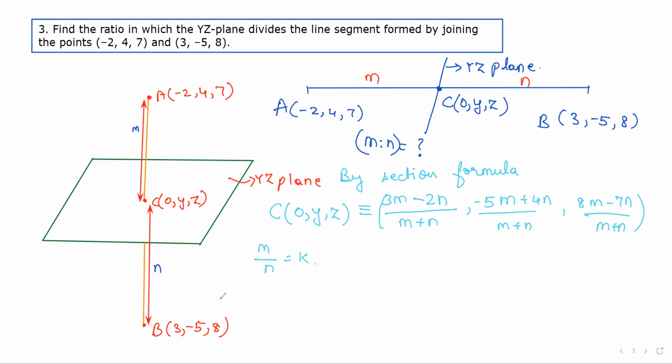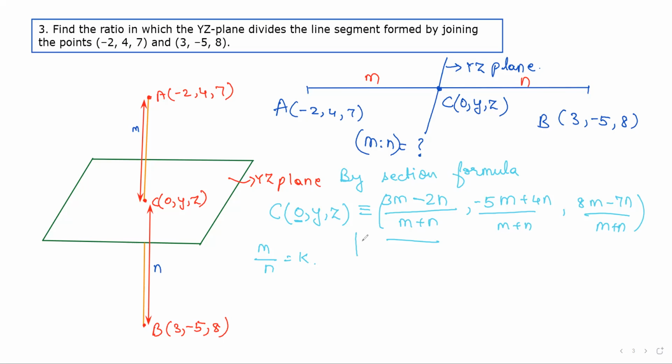Since you're not supposed to find the value of M and just get to the ratio M is to N, you could get this ratio by equating this 0 with this. But once you get the ratio, it would be a rearrangement of the other 2 terms to get the values of Y and Z. So instead of going through that hassle, what we'll do is we'll substitute M upon N as K over here itself.